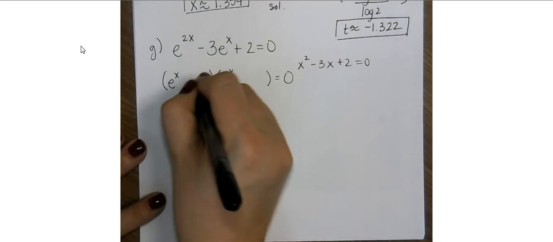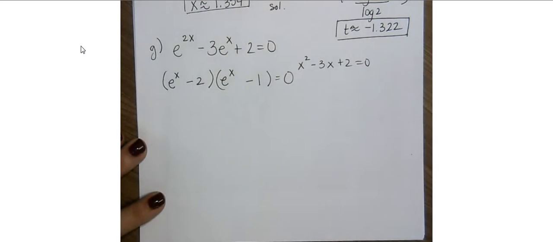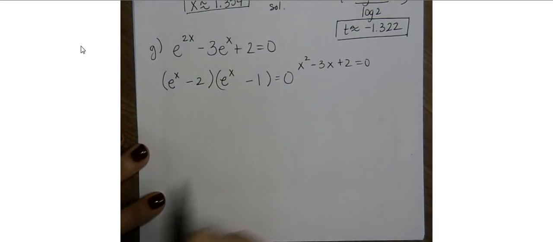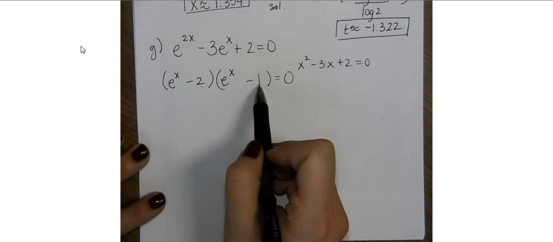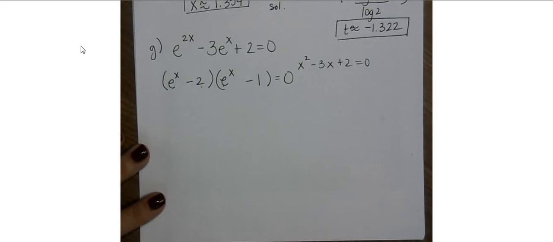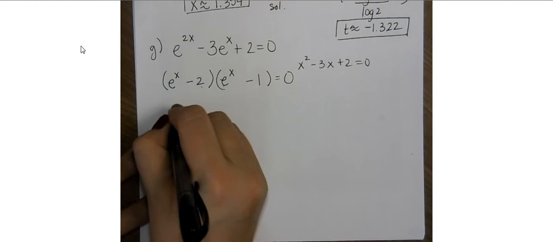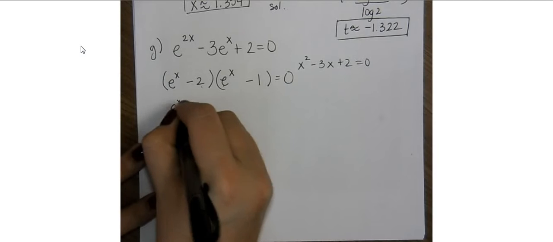So this is going to give you minus 2 and minus 1. And to check it, you would get a negative 2 e to the x minus 1 e to the x, combining to negative 3 e to the x. So we're good there. So I'm not quite done. You have to then use the zero product property. So I'm going to set each one of those pieces equal to 0.